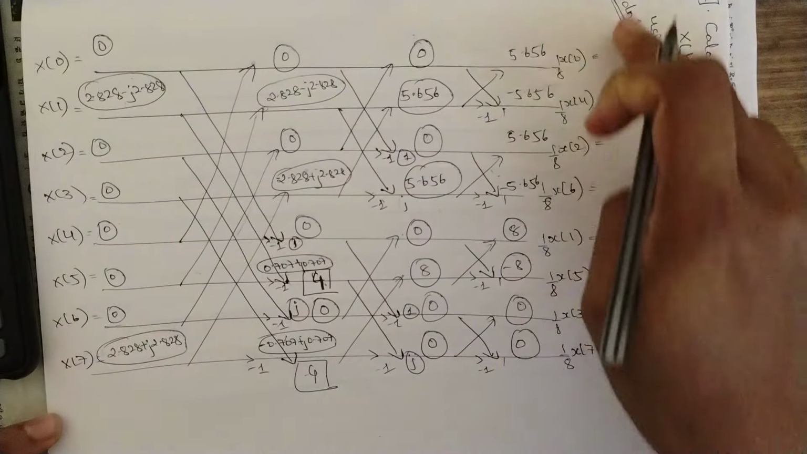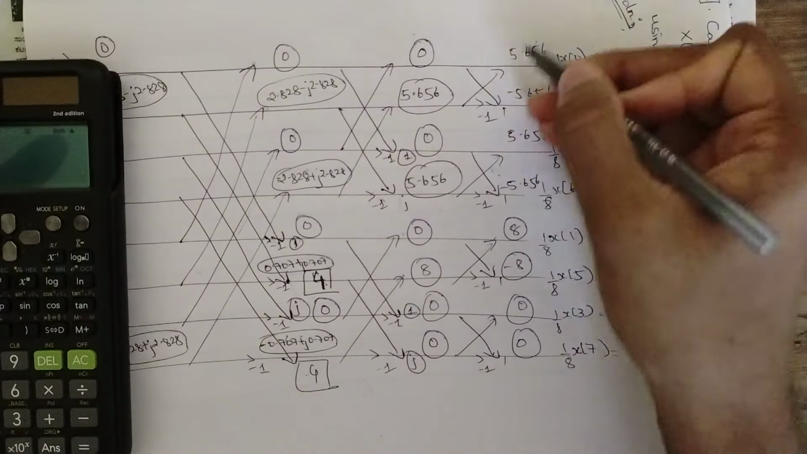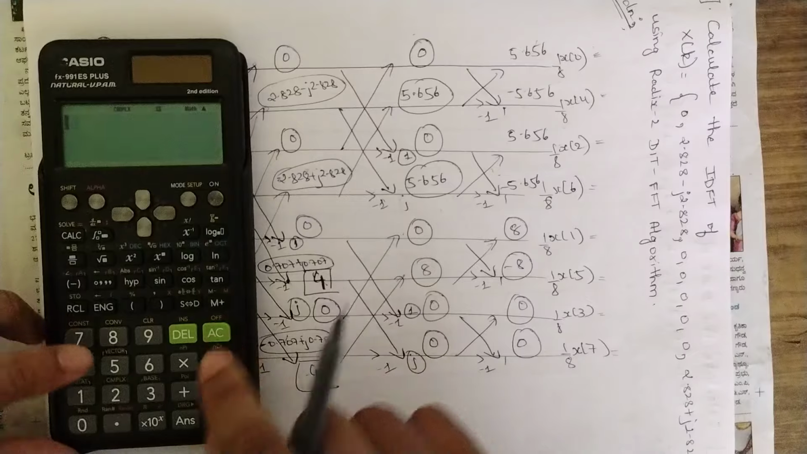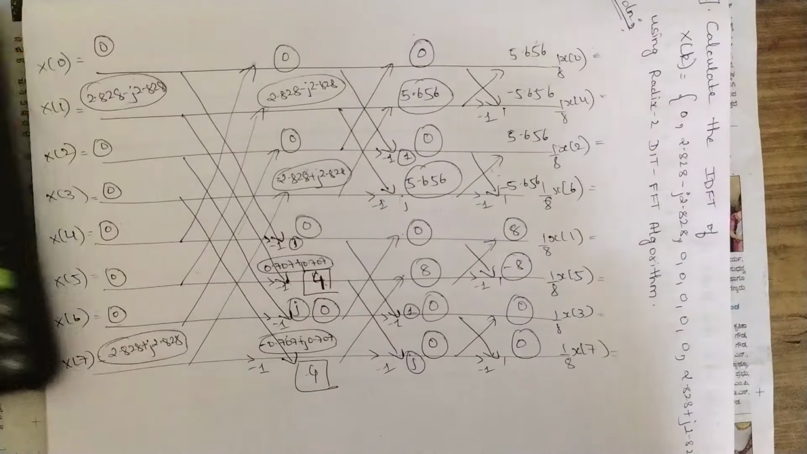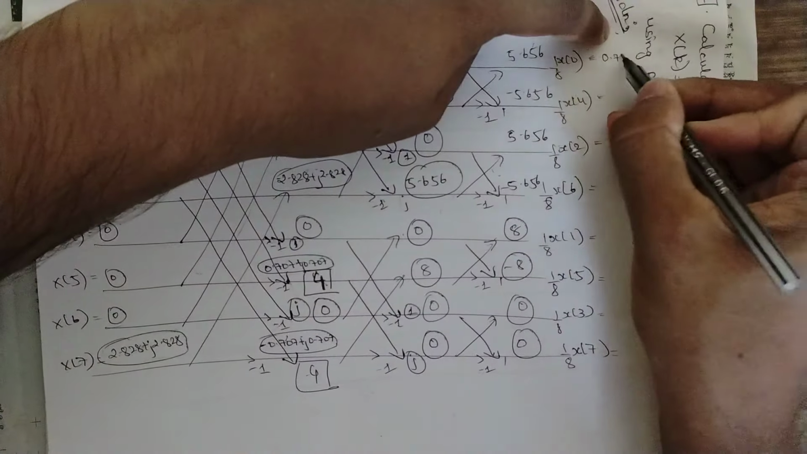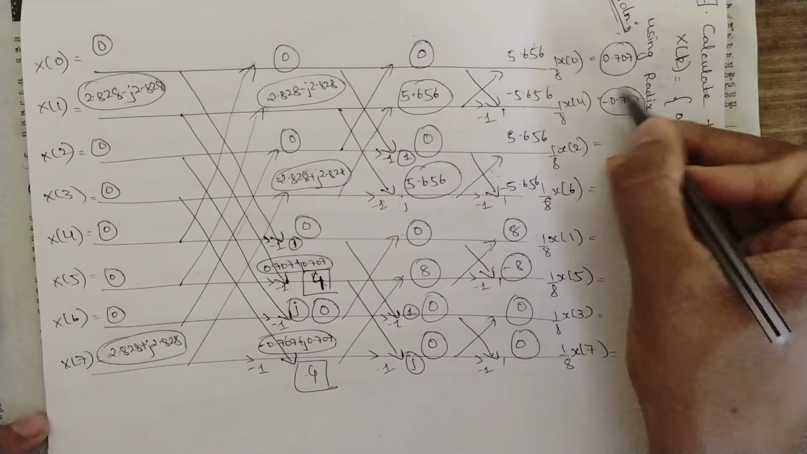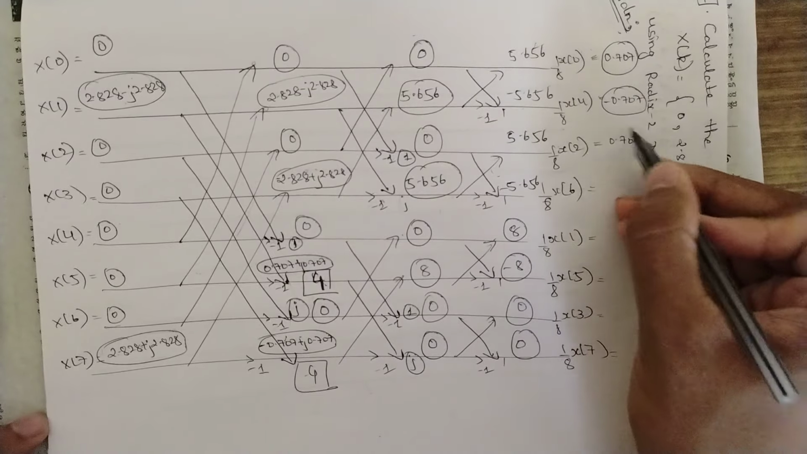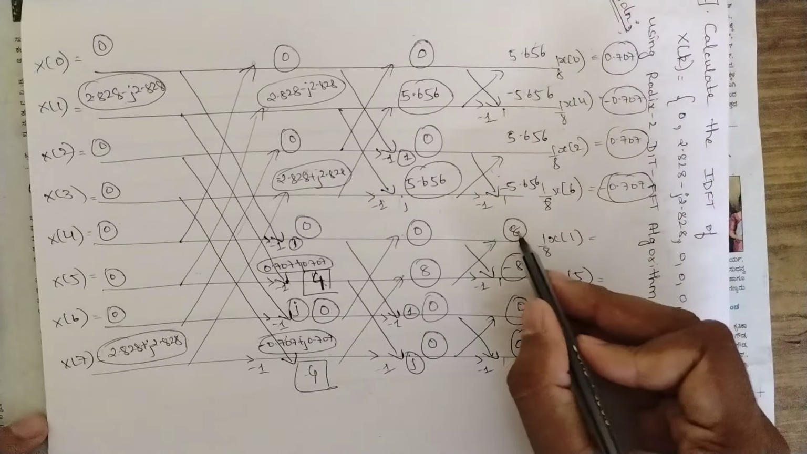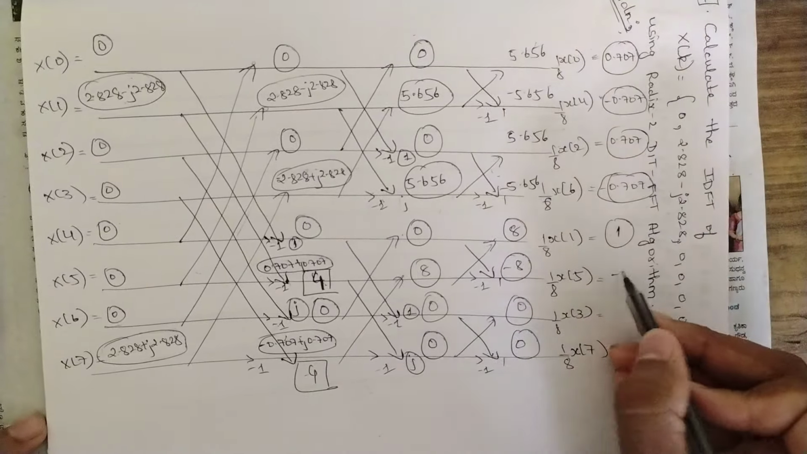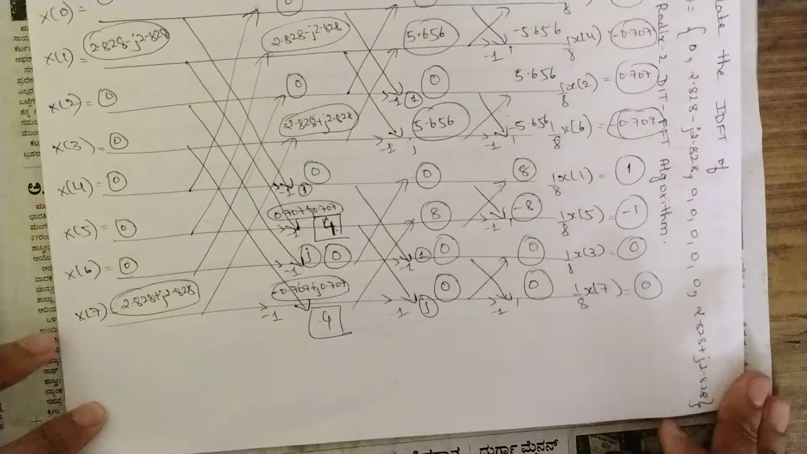Now all these values we should be dividing by 8, right? First let us divide 5.656 by 8, okay, and we write these four answers here. That is 5.656 divided by 8, 0.707. So our first value here is 0.707. Then we have minus 0.707. Then we have again plus 0.707, minus 0.707. Then we have 8 by 8 is 1. Minus 8 by 8 is minus 1. 0 by 8 is 0, right? So like this we got all these answers. So this is not yet the final answer.